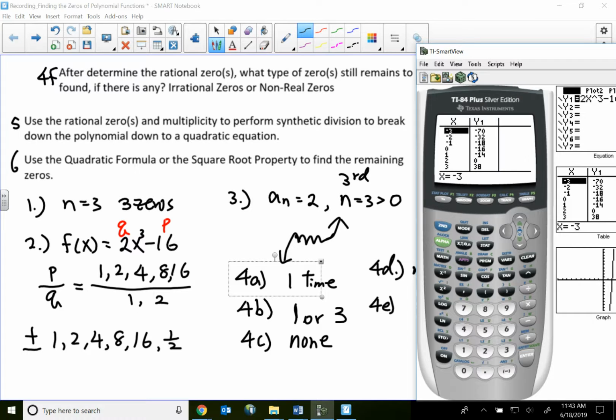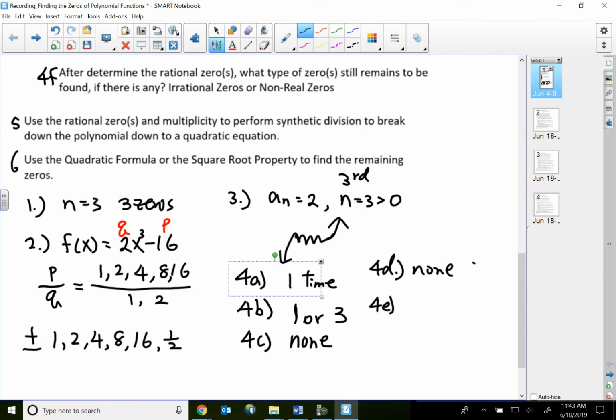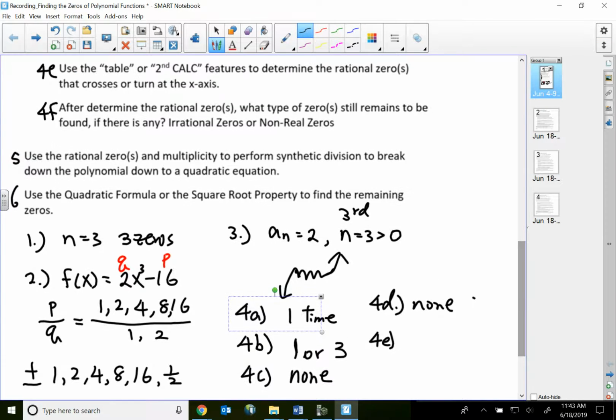So table first. Voila, 2. When it crosses over at 2, the y is 0. All right. So the zero that crosses over the x-axis is at 2. And that's the only one I see so far. So after determining the rational zero, 2, what type of zero still remain can be found if there's any.